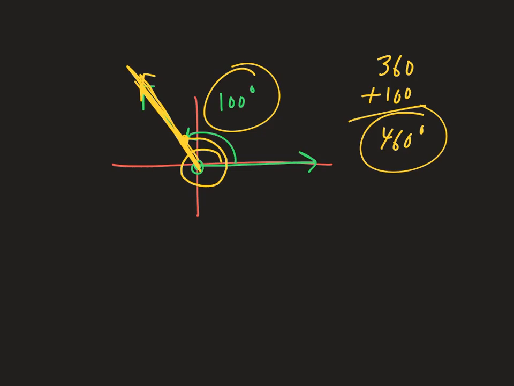So the idea of how to find them is that you're going to add or subtract 360 when you're in degrees to get these.